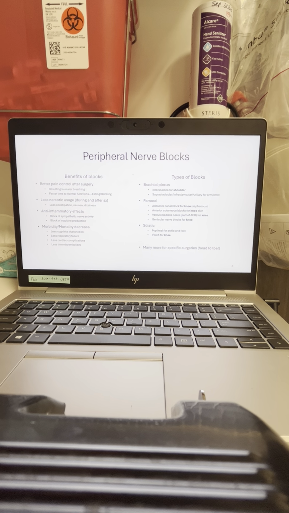So lots of benefits of peripheral nerve blocks. I've listed them all on the left there. Better pain control. Obviously, we're getting less narcotic use, and so that decreases a ton of side effects from opioids: constipation, nausea, dizziness, drowsiness, and addiction.